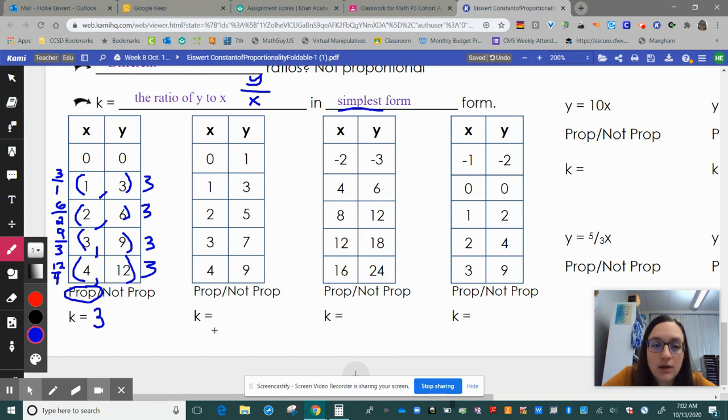Easy. All right, let's look at the next one here. Now again, we have a 0 for x, so we're going to skip that one. We have this ordered pair. Oh my goodness, isn't that the same as that ordered pair? So if we do 3 divided by 1, we're still going to get 3. Sweet. Okay, and we have this one, this one, this one.